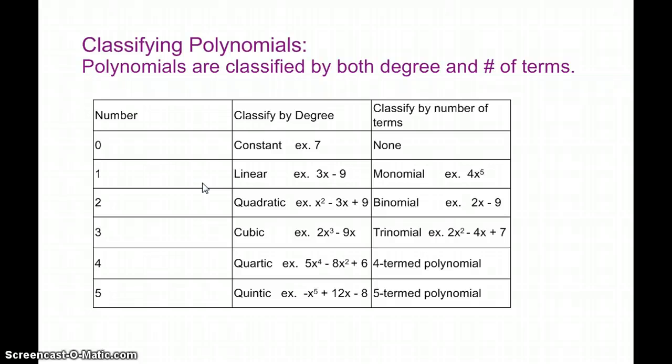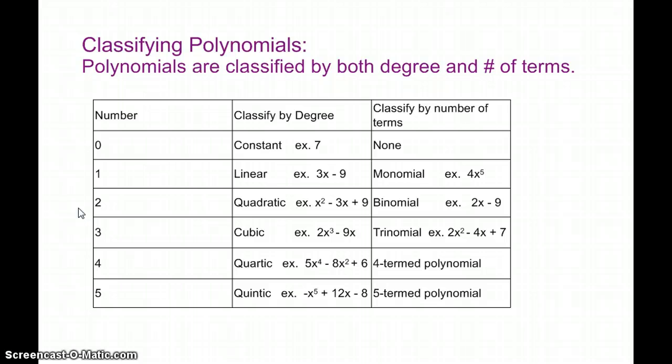If you have something of degree 1, that means our highest exponent is 1. That's called a linear function because we have 3x minus 9, and as hopefully you all know, when we graph anything with an exponent of 1, you will get a line when you graph that. Something that has one term is called a monomial. Mono meaning one, and so therefore something like 4x to the fifth is only one term. It's called a monomial. The rest of these I'm going to go through a little more quickly.